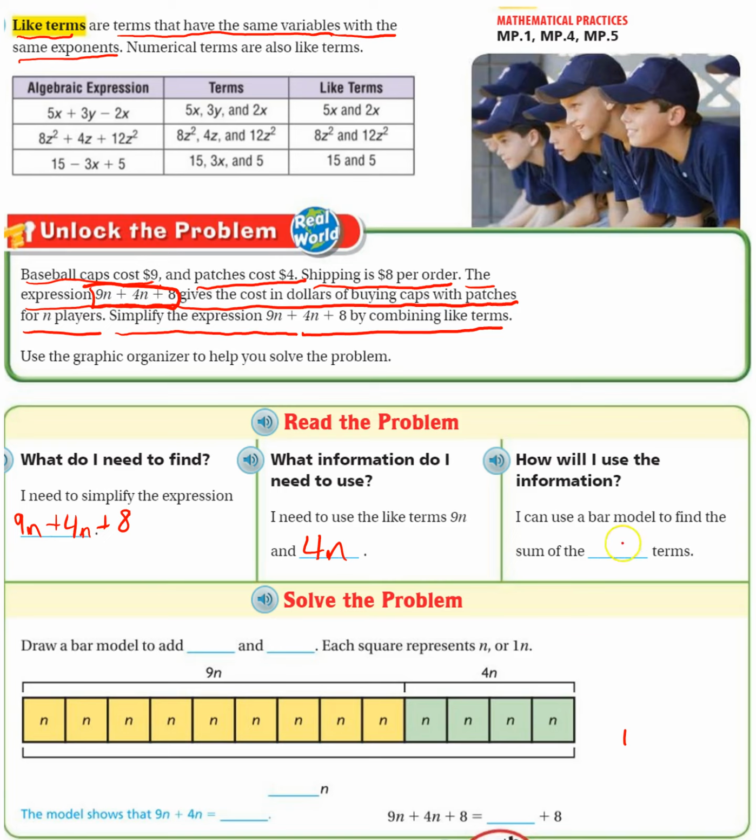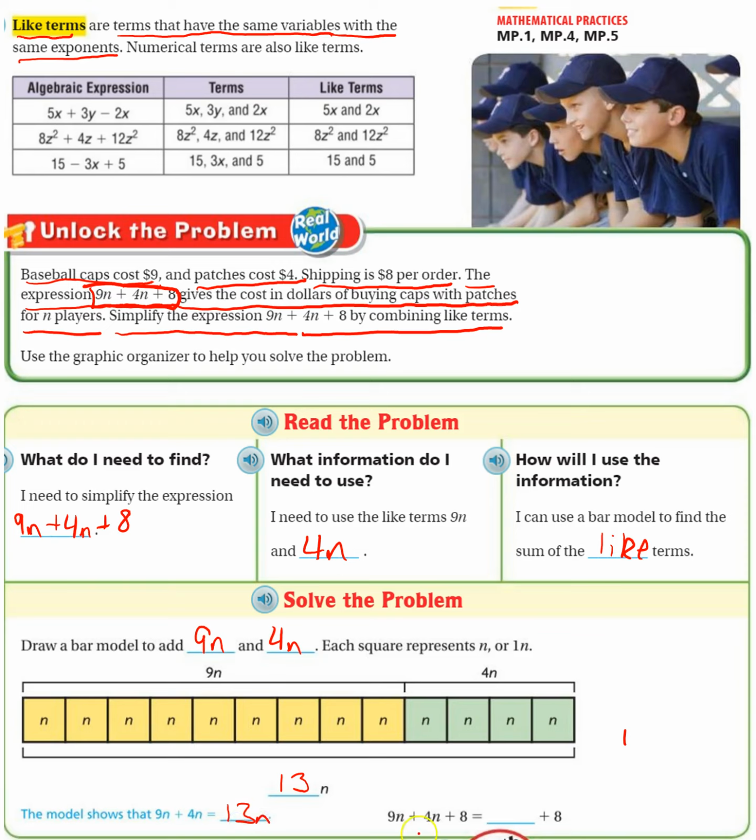I can use a bar model to find the sum of the like terms. Draw a bar model to add our 9n and our 4n. Each square represents n, or just one n. So here we have 9 n's, here we have 4 n's. Since they're all n's, we can just add them all up. So we have 1, 2, 3, 4, 5, 6, 7, 8, 9, 10, 11, 12, 13 n's. We have 13 n's total. So the model shows 9n plus 4n is 13n.